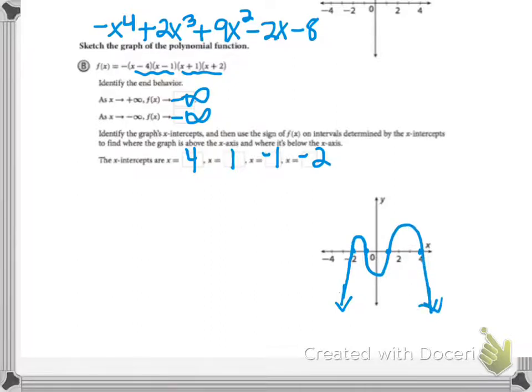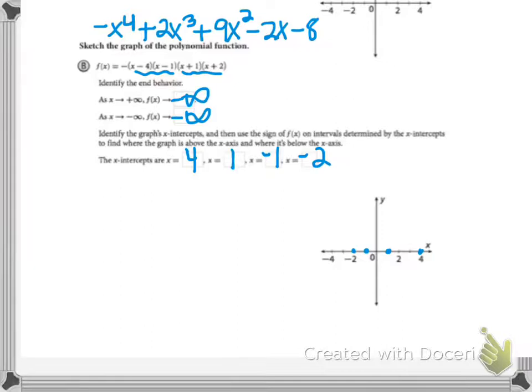To know exactly how high here it goes, how low here it goes, how high up here it goes, this is where we could plug in some numbers. Or we could use our graphing calculator and look at either the table or calculate the maximum or minimum values. Which, again, when we are in class together, I can show you how we could make these more accurate.